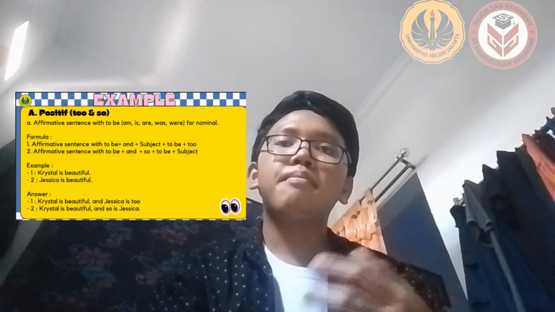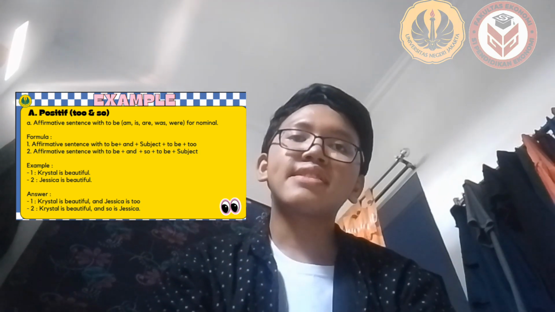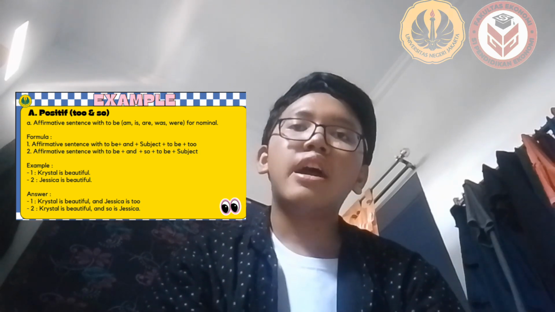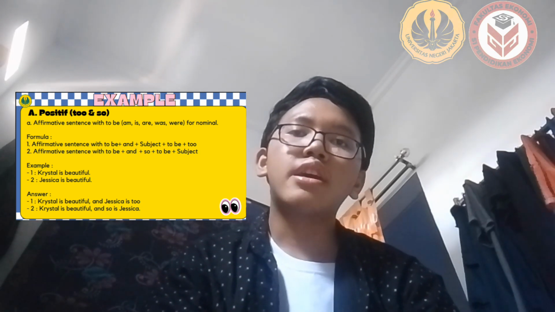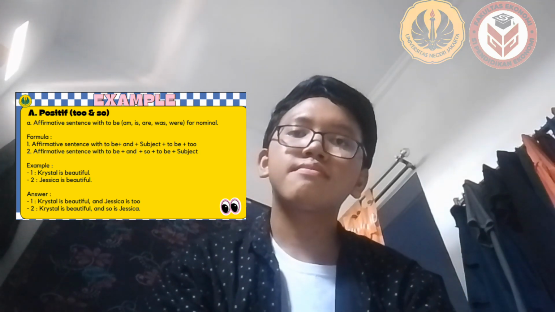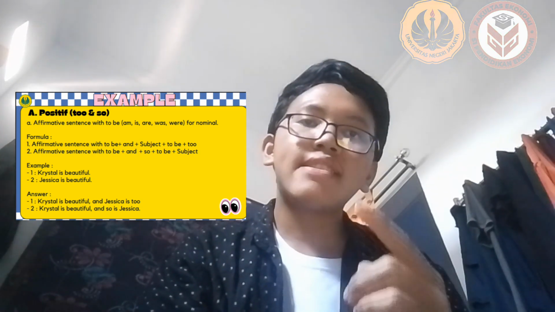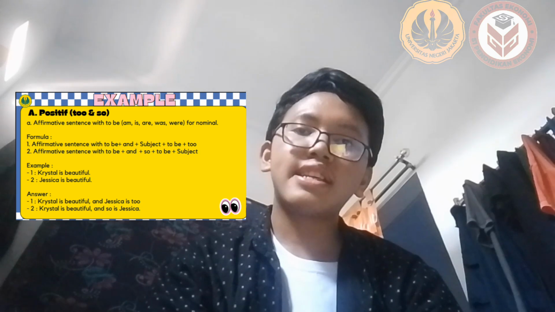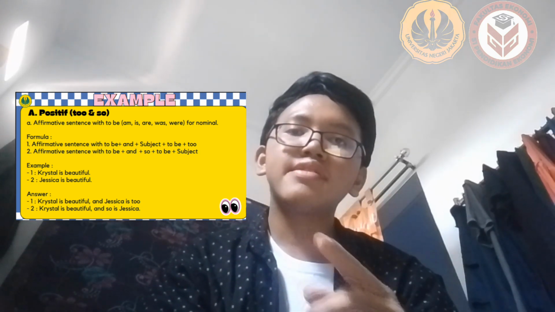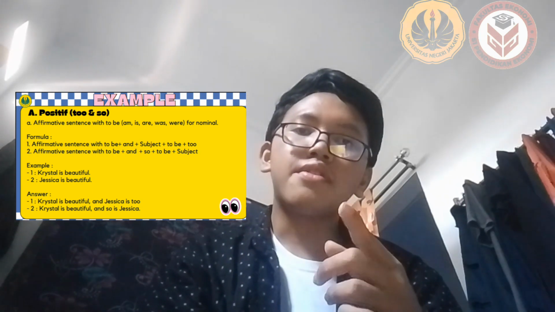Example: A. Positive, too or so. A. Affirmative sentence with be: am, is, are, was, were, for nominal. The formula is: first, affirmative sentence with to be, and subject, to be, too. The second one is affirmative sentence with be, and so, to be, subject. Example: Crystal is beautiful, Jessica is beautiful. The answer is: Crystal is beautiful and Jessica is too. The second one is: Crystal is beautiful and so is Jessica.